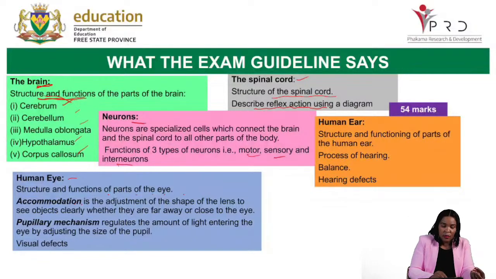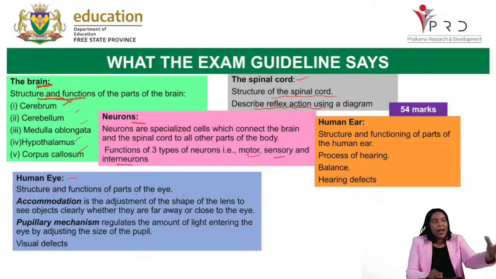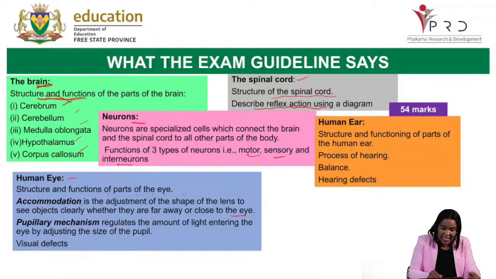Accommodation, which is the adjustment of the shape of the lens to see objects clearly, whether they are far away or close to the eye. So that accommodating the distance, whether it's near or far, that is accommodation. So you're changing the shape of the lens to accommodate that. So you must remember it's the shape of the lens to become more convex or to become less convex. We are talking about accommodation.